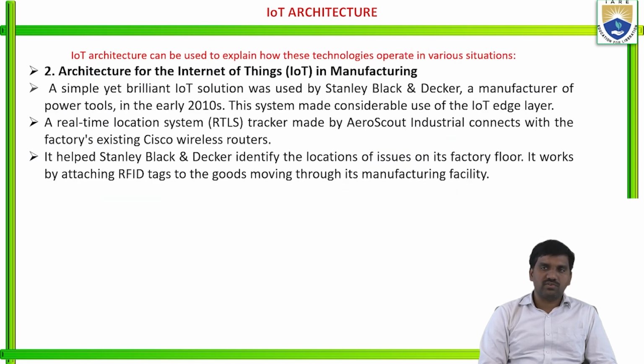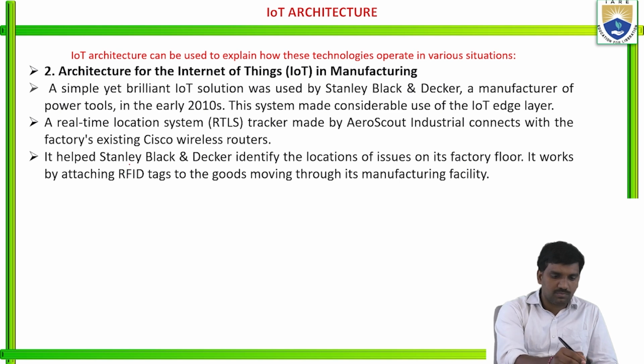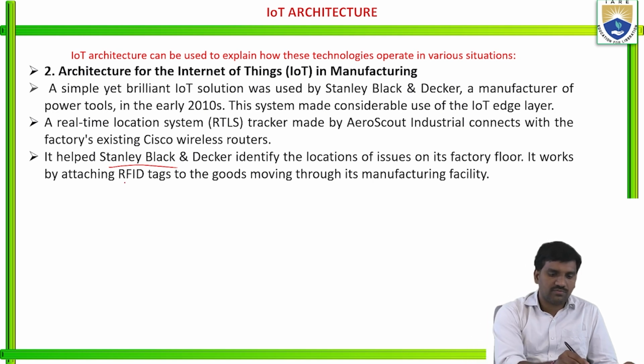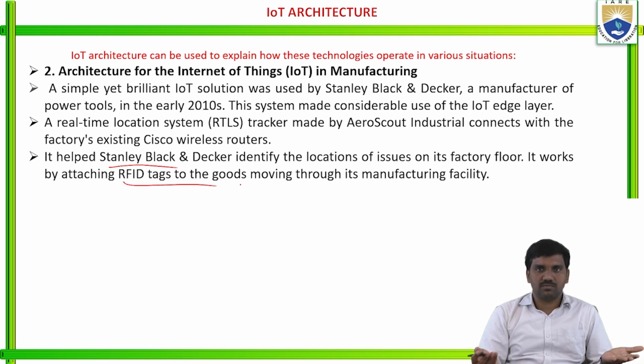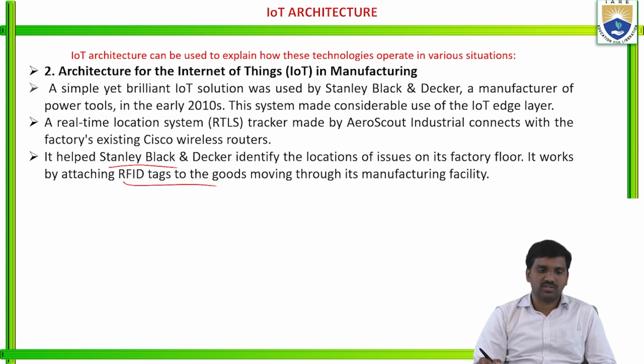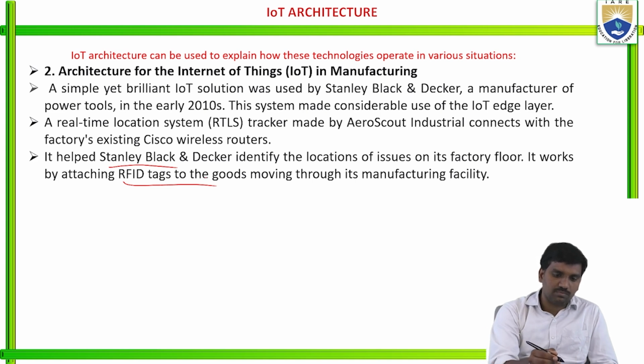Next, the manufacturing industry. It helped Stanley Black & Decker identify the locations of issues on its factory floor. It works by attaching RFID tags to goods moving through the manufacturing facilities. RFID tags work with the internet. So this type of help is provided through the internet in the manufacturing industry.